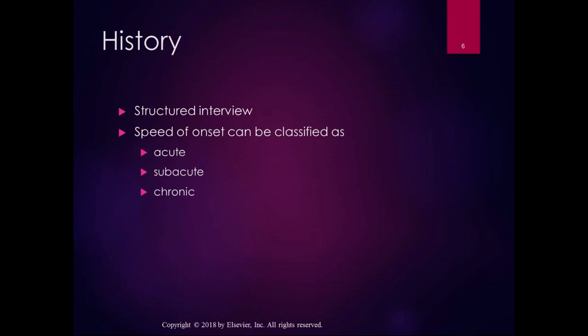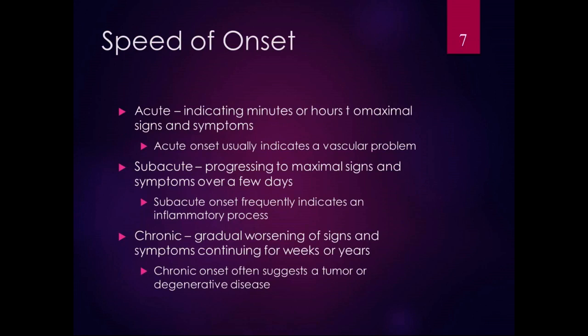There is a flow chart on page 21 in the book that shows the basic flow chart of a neurological exam, and then an example of one in the case of a spinal cord injury. So it's kind of interesting to look and see how that is classified. So an acute speed of onset indicates minutes or hours to maximal signs and symptoms. So I broke my leg and I have the maximal signs and symptoms minutes to hours from when it happened. So acute onset usually indicates a vascular problem. So bleeding, a clot, trauma, vascular problems.